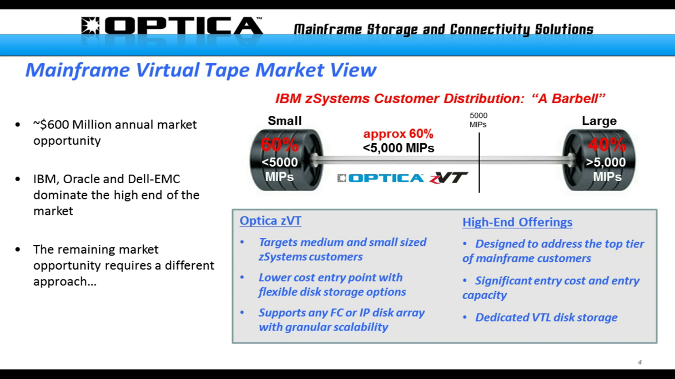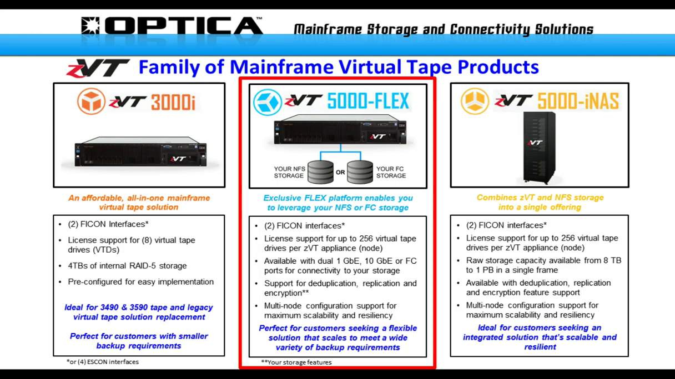And this data has been validated by the mainframe division that we work with closely and we have a strategic relationship with. So the user that's 5,000 MIPS and below is an opportunity for Optica and our approach to the marketplace, in that we're targeting that mid-size customer by offering the appropriate level of features, the appropriate storage capacity offerings, and of course the price point to go with that. We're going to highlight what we call our Flex offering, which allows the customer to leverage their own storage, and I'm going to talk a little bit more about that right now.